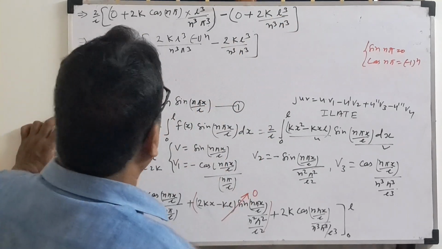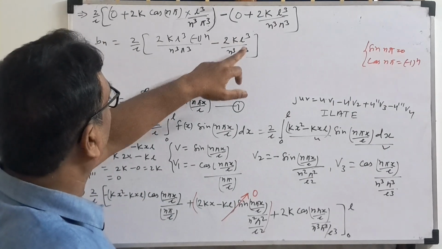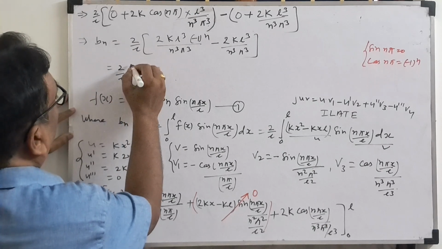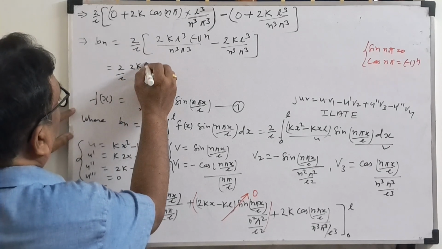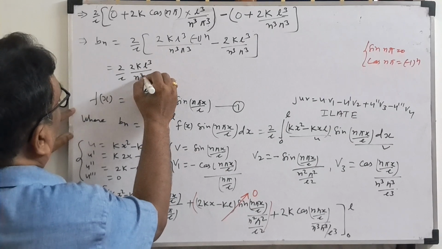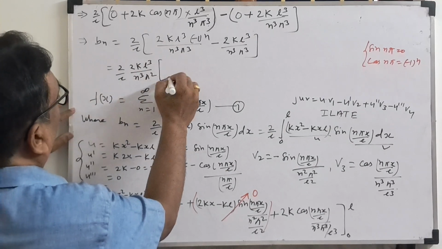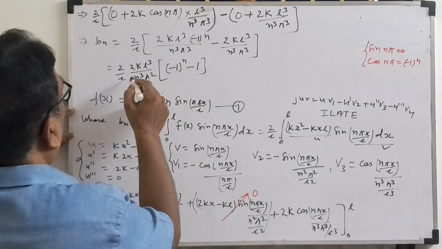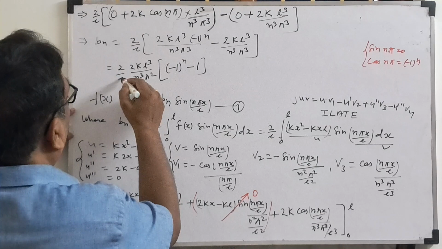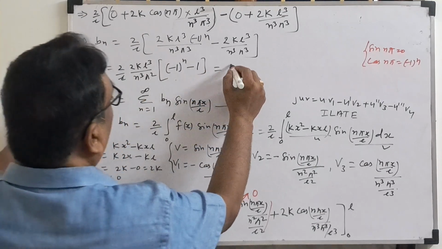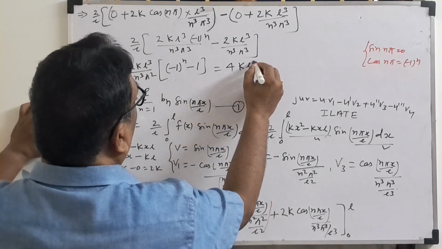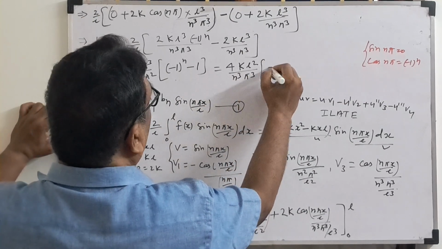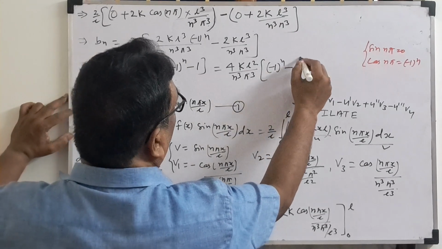Now you take common. What things will be common? 2k L cube by n cube pi cube will be common. So 2 by L is there. Then you take 2k L cube by n cube pi cube common. What will be there here? Minus 1 power n minus 1. Now L cube and L will get cancelled. So what will we write here? 4k L square by n cube pi cube, minus 1 power n minus 1.